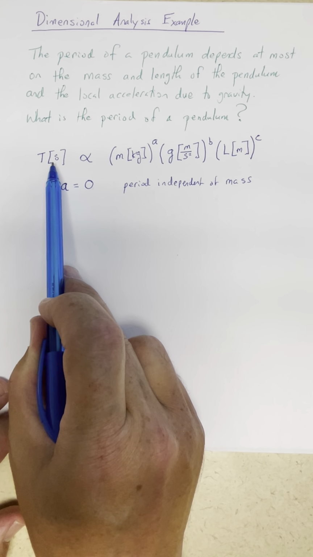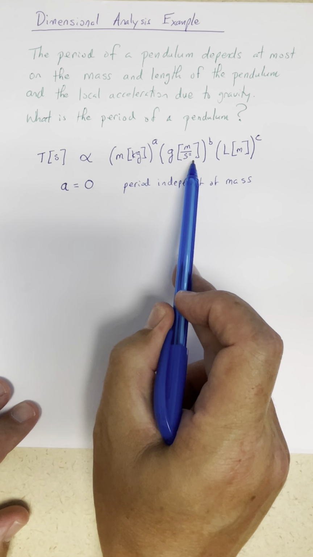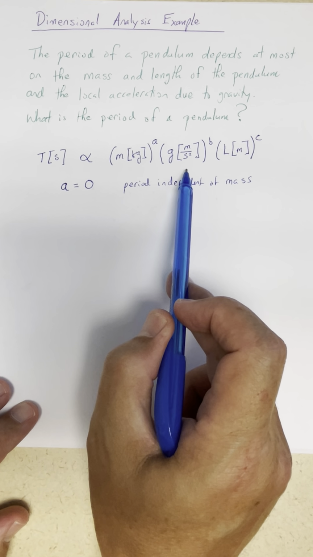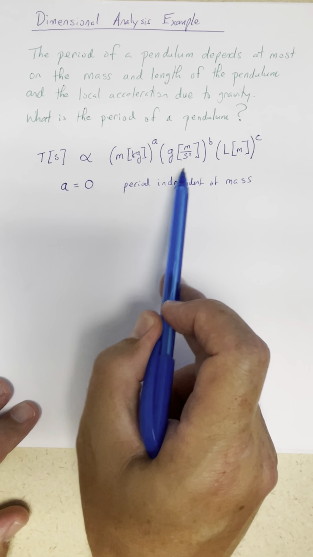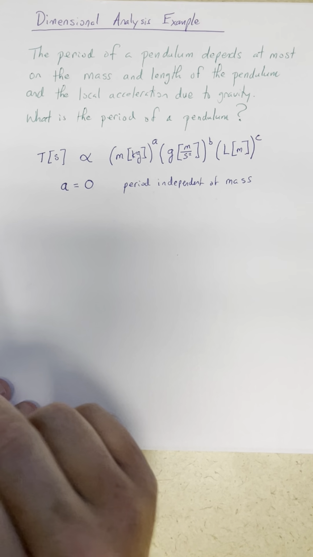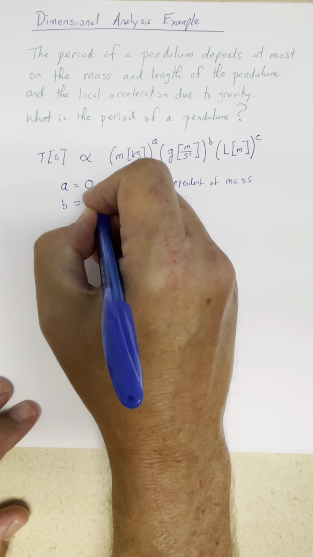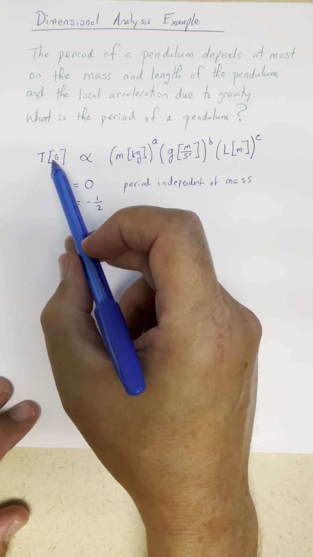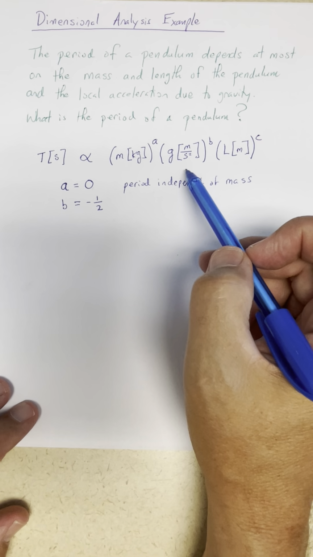Now, if I'm going to get a second, the only thing that involves time is the acceleration due to gravity. So to get a second on the left-hand side, I have to take this, I have to invert it, and I have to take the square root. So b has to be minus a half. So that gives me, I have a second on the left-hand side. On the right-hand side, I'll have a second divided by a square root of a meter.